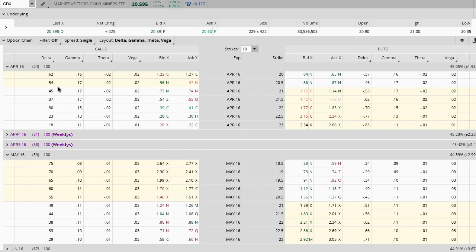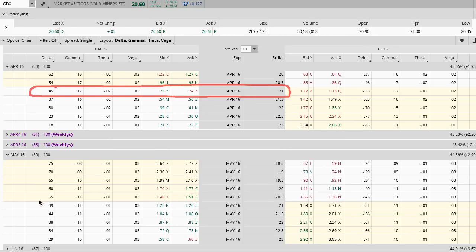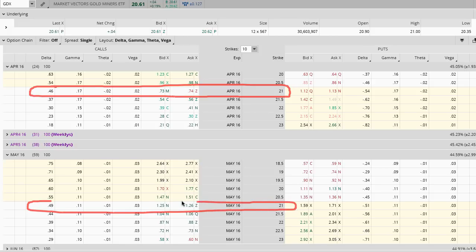Now, the first thing I want to do is look at these 21 strike call options for both April and May expiration. I'll just highlight it here so you can see it a little more clearly and focus in on it. Inside of our platform, at least on Thinkorswim and most broker platforms, you have all the different Greeks here: delta, gamma, theta, vega. You can change these things. And again, we're working on just the call side right now.